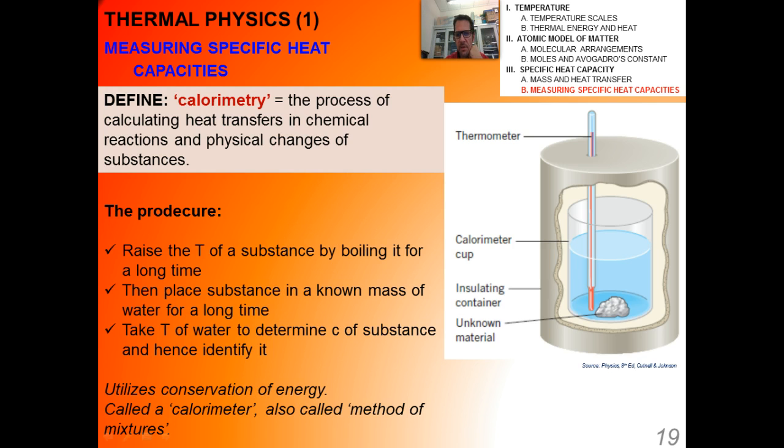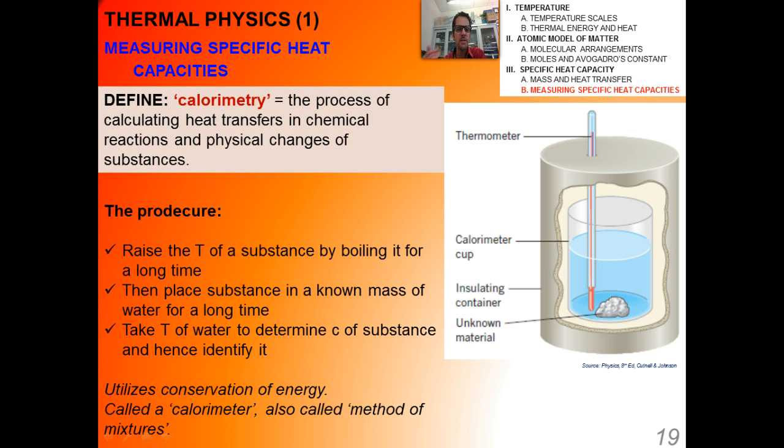Now, what we do is we then remove this substance very quickly and we place it in an insulated container with a known mass of water at a known temperature for a long time. What's going to happen? Two things. The water is going to heat up and the mass is going to cool down. Eventually they're going to be in thermal equilibrium. We take the final temperature of the water to determine the specific heat capacity of the substance, and hence we can identify what the substance is by doing this.